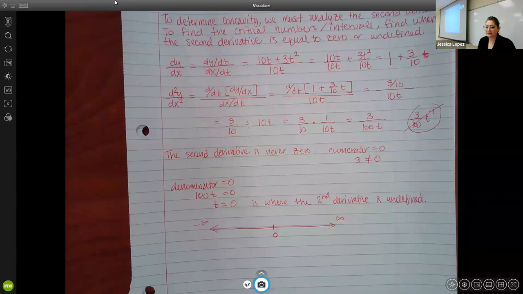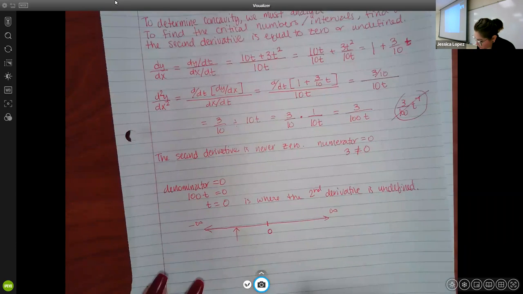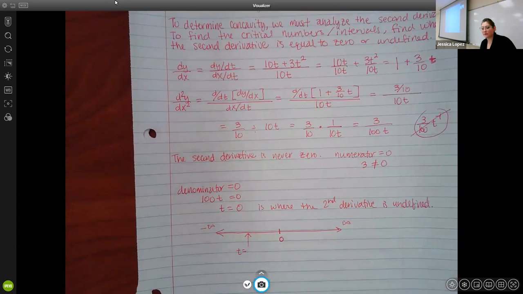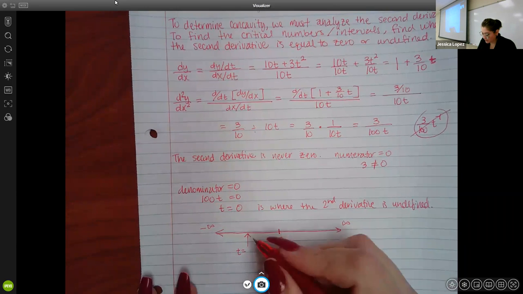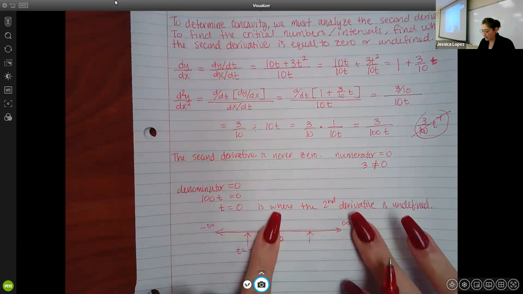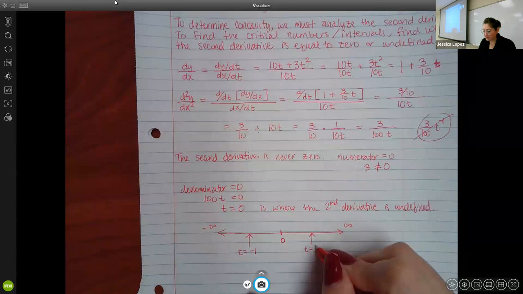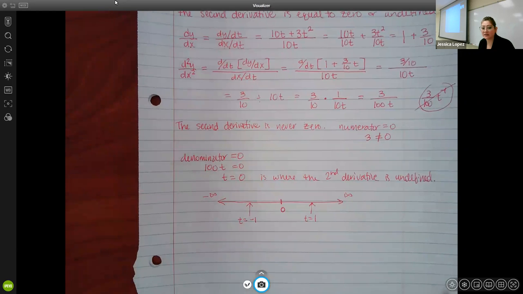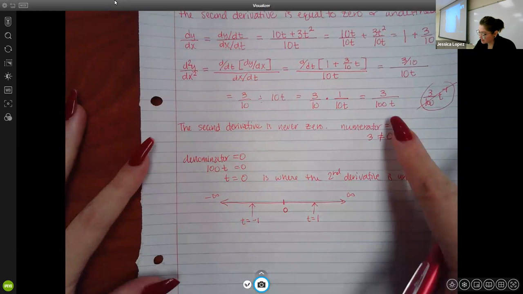And so now I have an idea of what t values I need to plug in to see if it's concave up or concave down, okay? So in this interval, I'm going to plug in a test value, and it could be any negative number whatsoever, right? Because everything to the left of zero is all negatives. So plug in a negative number, maybe -1. And then on this side of the interval, I'm going to plug in a test value t equal to +1. And if I want concavity, I have to plug them into the second derivative.